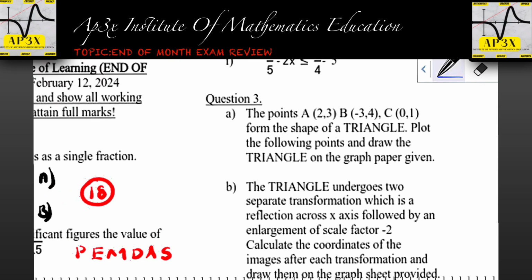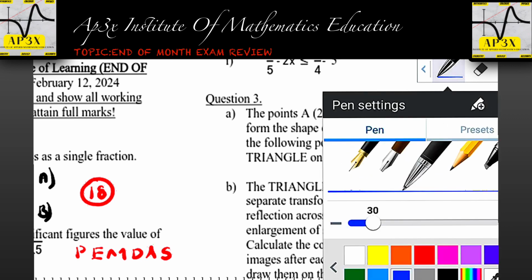Now we're looking at transformation, and it says here that the points A (2, 3), B (-3, 4), and C (0, 1) form the shape of a triangle. Your first task is to plot the following points and draw the triangle on the graph paper that was in fact given. Now I still found that many of my students are struggling.